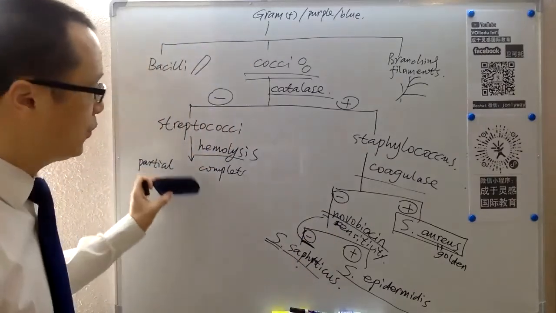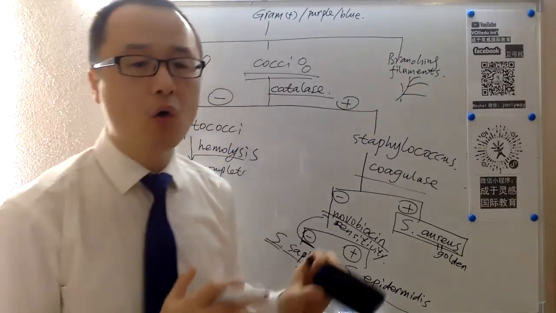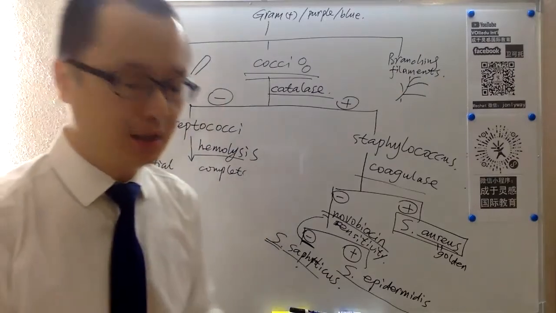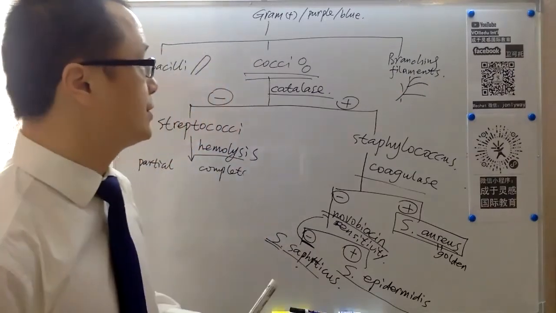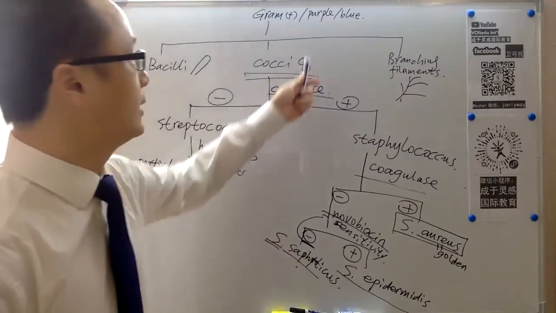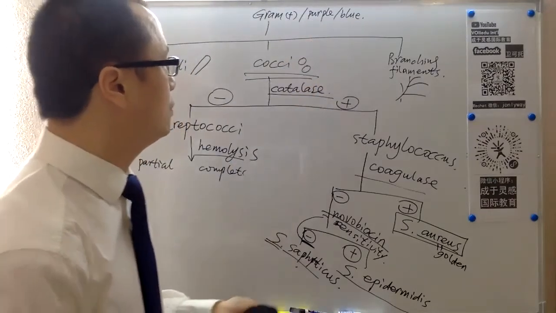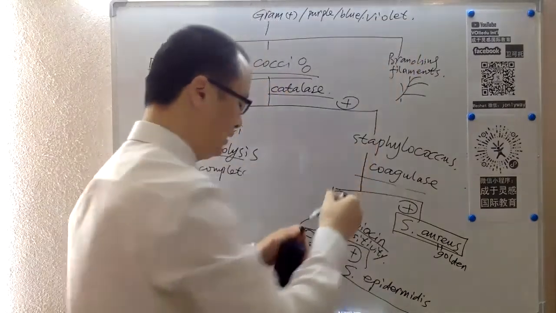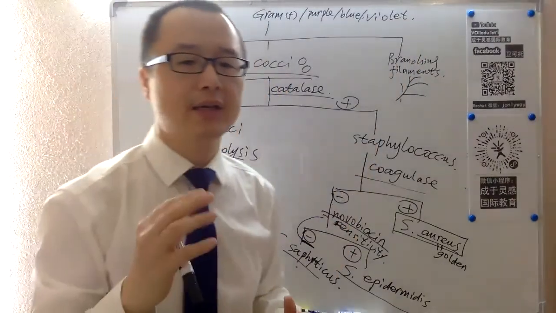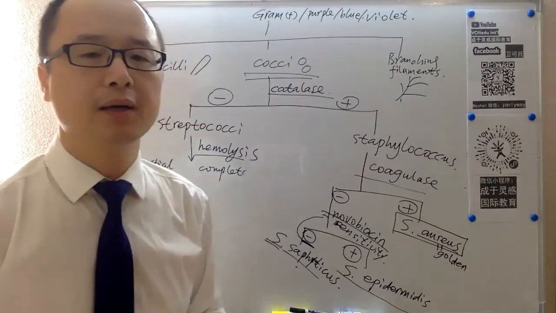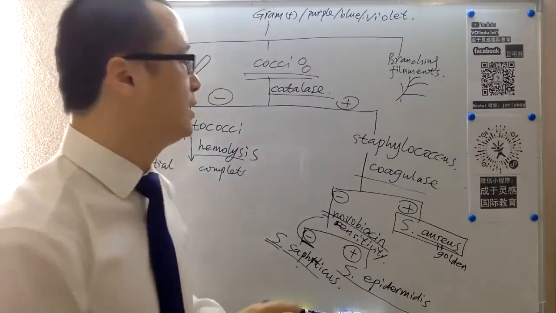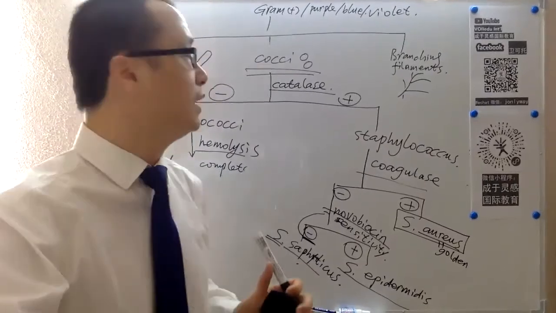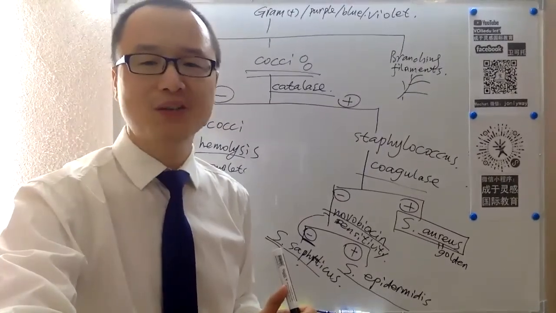So with that, we have finished the introduction of the whole gram-positive bacteria, which stain a dye like purple, blue, or violet, because they have the thick layer of peptidoglycan. So with that, we have come to the end of the introduction of the gram-positive bacteria. Thank you for watching. Bye-bye.